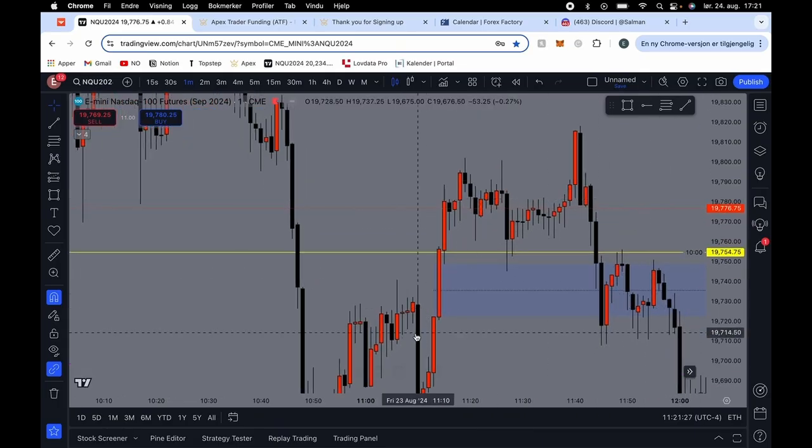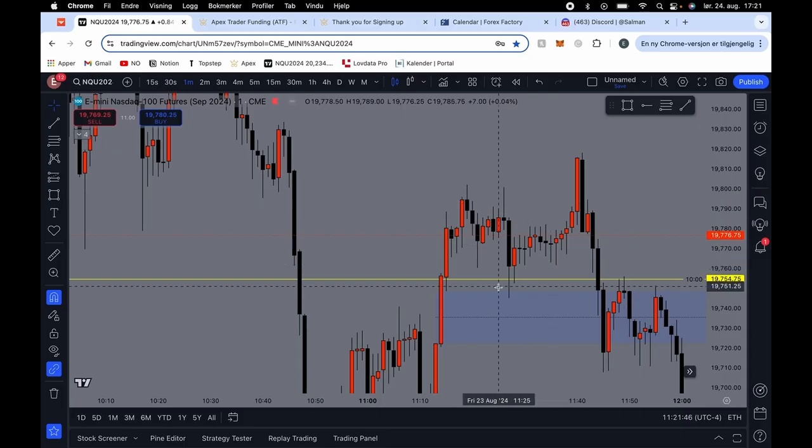We get a nice rally above it again. Comes down, taps into the PD array that's right below our level. So in this scenario, you wouldn't enter on the line. You would enter on the closest PD array.